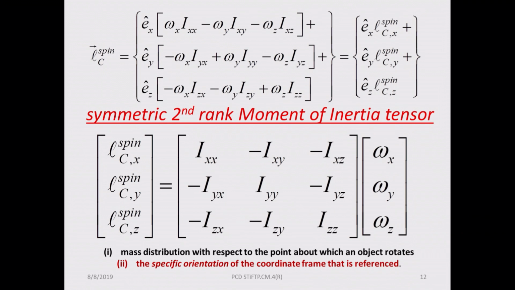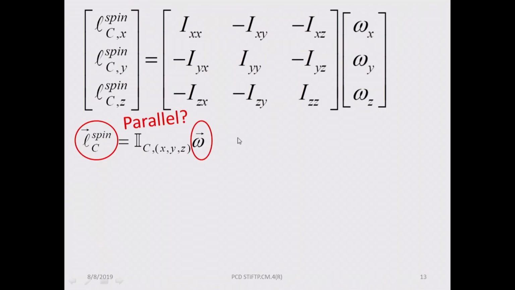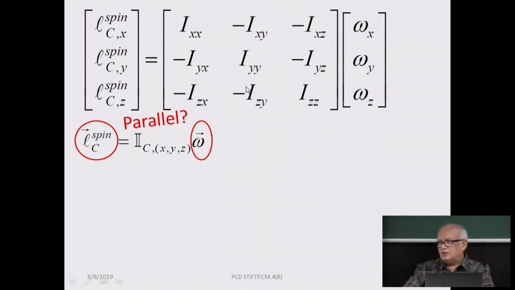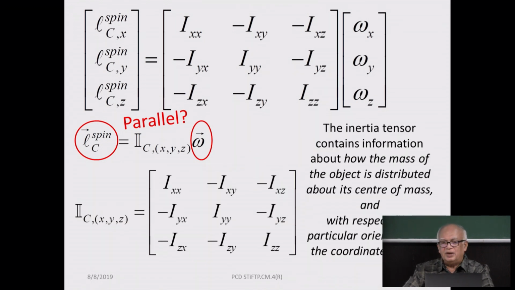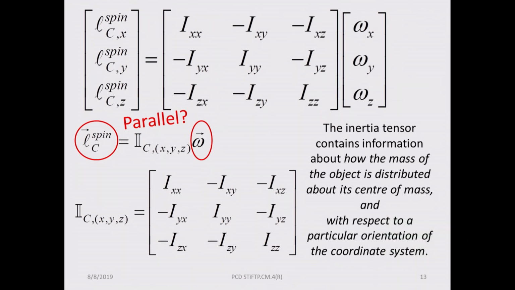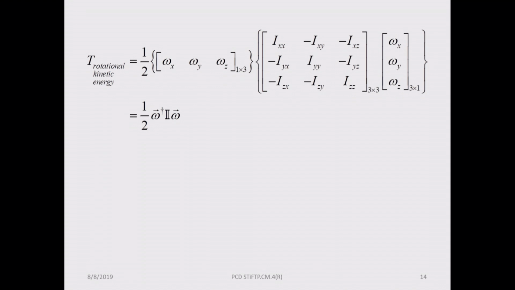So it is a second rank tensor, and it has this important property that it depends on the mass distribution about the point about which the object rotates, and also the specific orientation of the coordinate frame of reference which is being employed. So now when you look at this equation, and this is a matrix equation, notice that in general the spin angular momentum and the angular velocity will not be parallel to each other. Okay? So this is an important conclusion, and all studies of rotational motion have to take this into account.